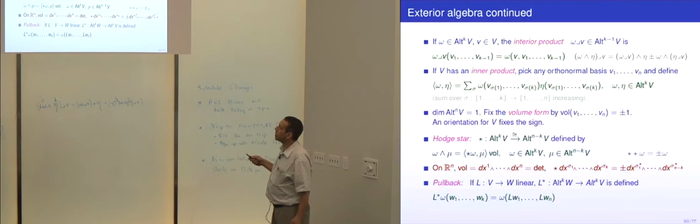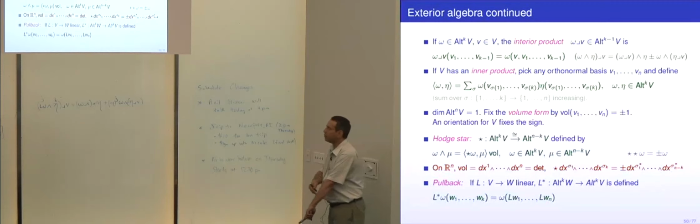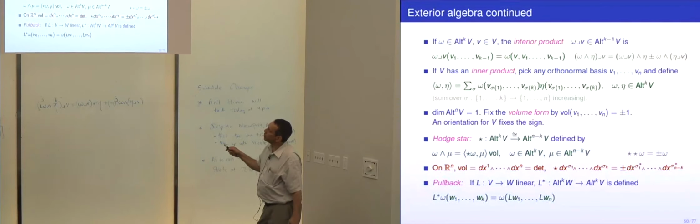Okay, now since the dimension of alt kv is n choose k, the dimension of alt nv is 1. And the dimension of alt n plus 1v is 0. There are no alternating forms of higher degree than n. So there's only finitely many of these spaces. But so the dimension of alt nv is 1. That means it's spanned by a single guy.